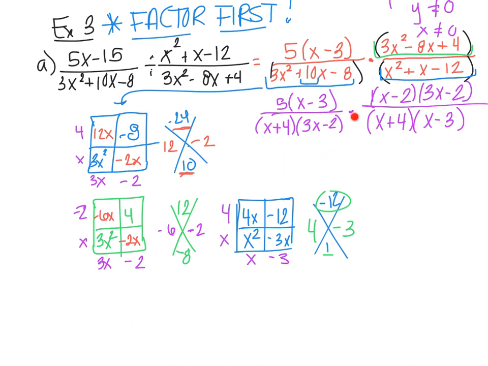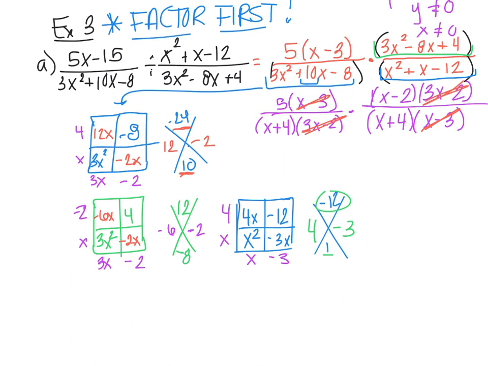So we've got x minus 3 right here in the numerator of the first fraction. We also have x minus 3 right here in the denominator of the second fraction. So those will be divided by itself to equal 1, so I'm canceling those out. Any others? So we've got 3x minus 2 and 3x minus 2. That's wonderful. So we can cancel those out as well.